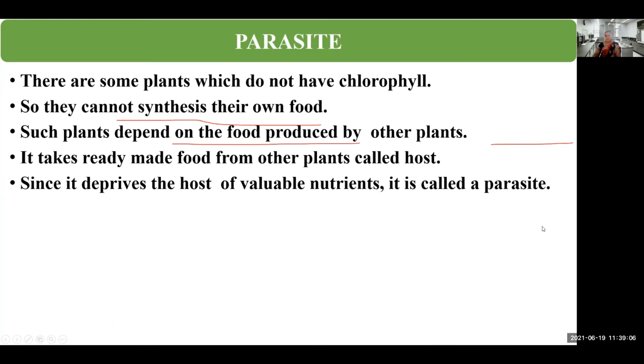Parasites. They are some plants which do not have chlorophyll, so they cannot synthesize their own food. Since they cannot synthesize their own food, these kinds of plants depend on the food which is produced by other plants. Okay, so they depend upon the other living plant. So it takes ready-made food from other plants called the host. Host means a living cell. Since it deprives the host of valuable nutrients, it is called a parasite. It will take all the nutrients from the host.